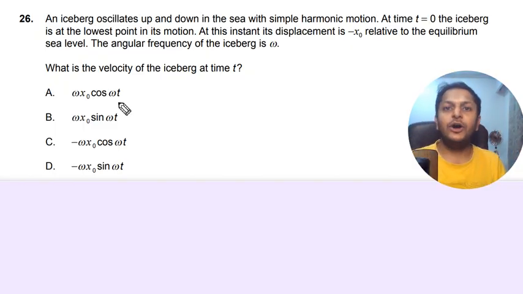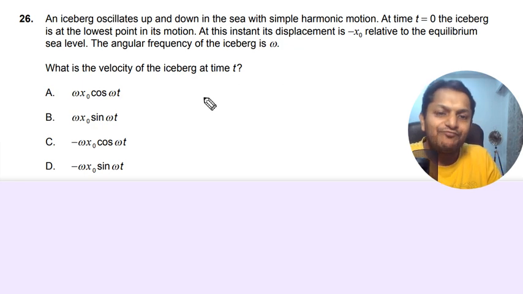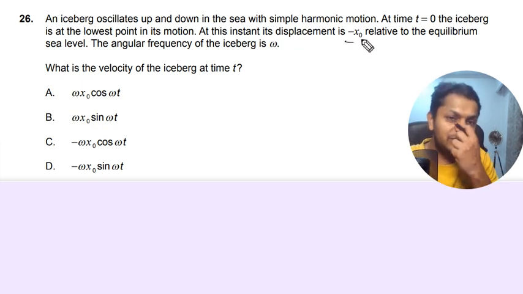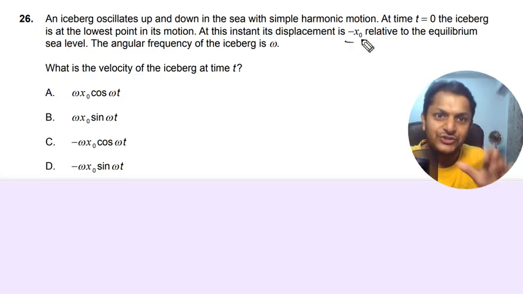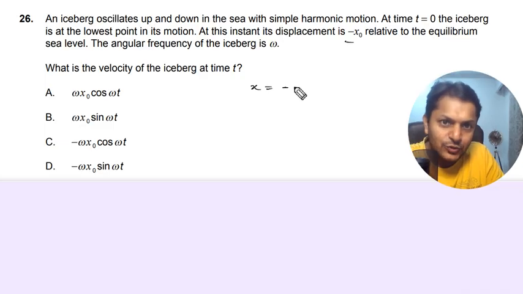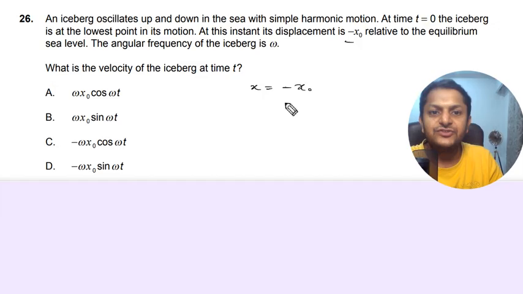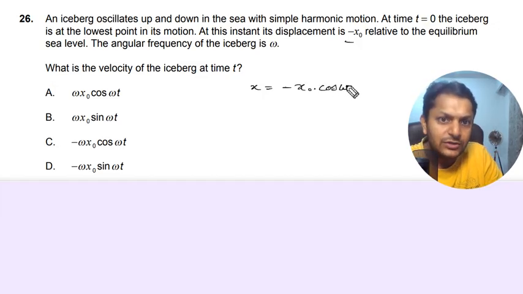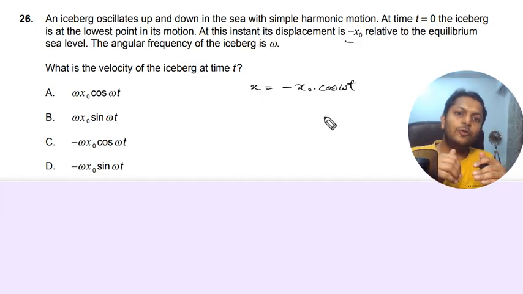Okay, so this question belongs specifically to the HL topic, isn't it? Okay, so it is at the other extreme. So first of all, we have to create this equation. The equation for the displacement will be x is equal to negative x naught, because it is starting from the extreme, it will be cos omega t. Why? Because it is starting from the lowest point.